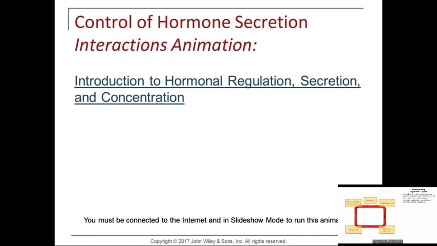The cellular interactions between signal molecules and endocrine cells are a part of a much broader systemic regulation mechanism called feedback regulation. Feedback regulation is one of the main mechanisms for the regulation of hormone secretion.